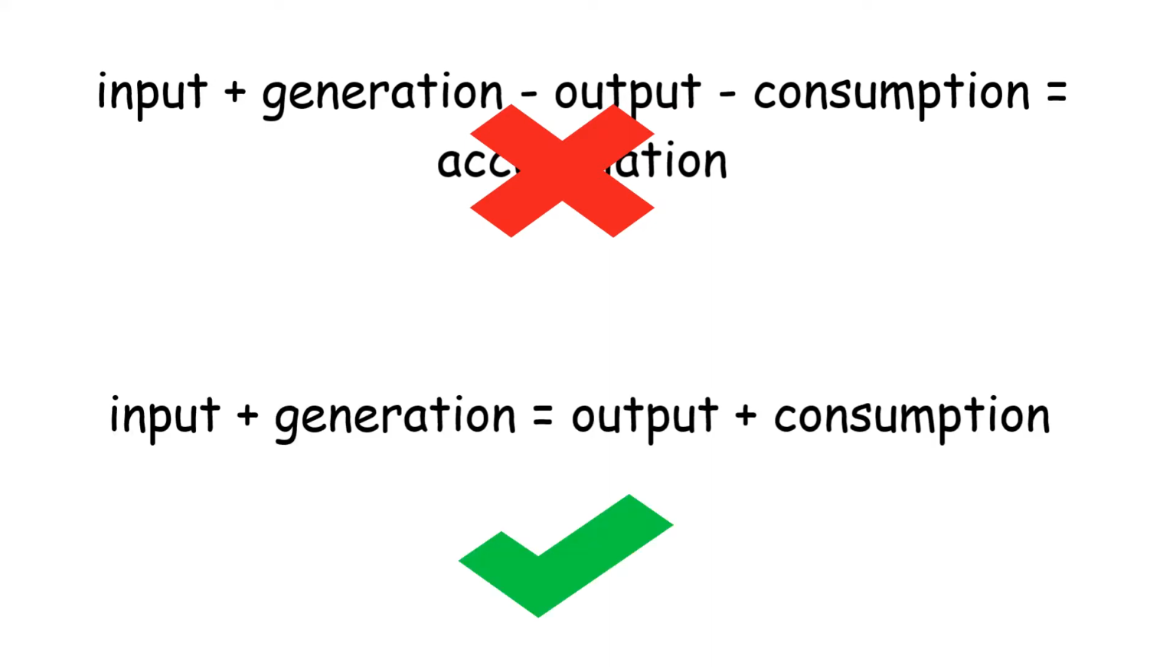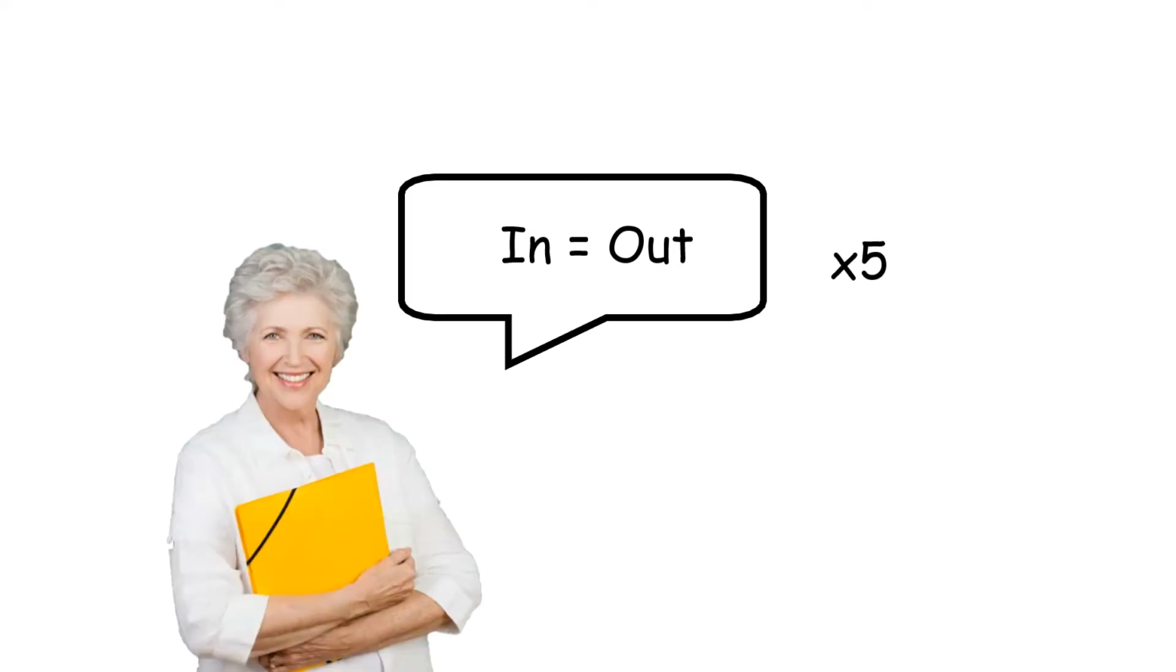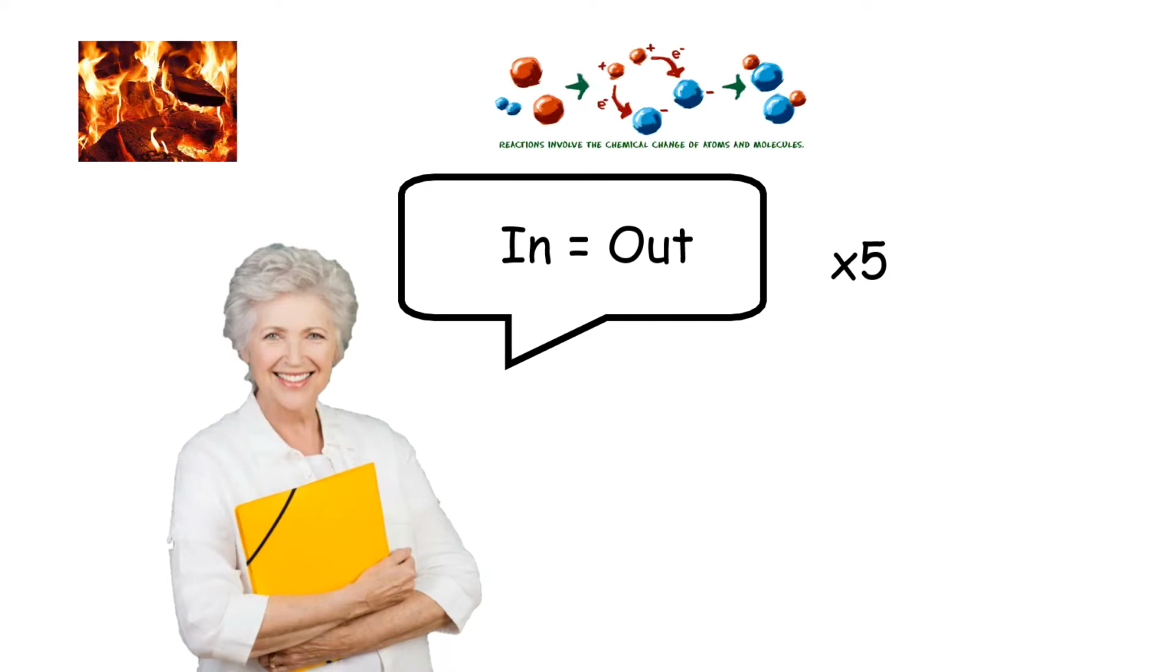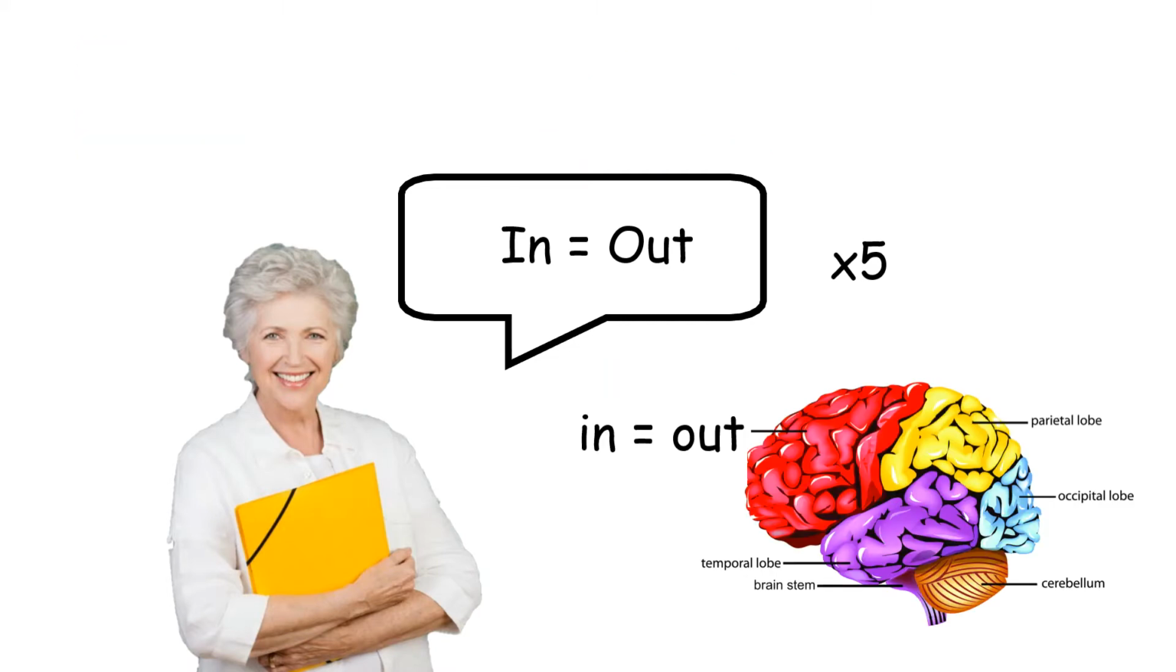So now we just have input plus generation equals output plus consumption. Or even better yet, it's as easy as in equals out, like your professor probably said about 5 times in the first lecture. For now, we won't really deal with generation and consumption, not until we deal with combustion and reactive processes. We also want to make sure in equals out is at the forefront of our brains.